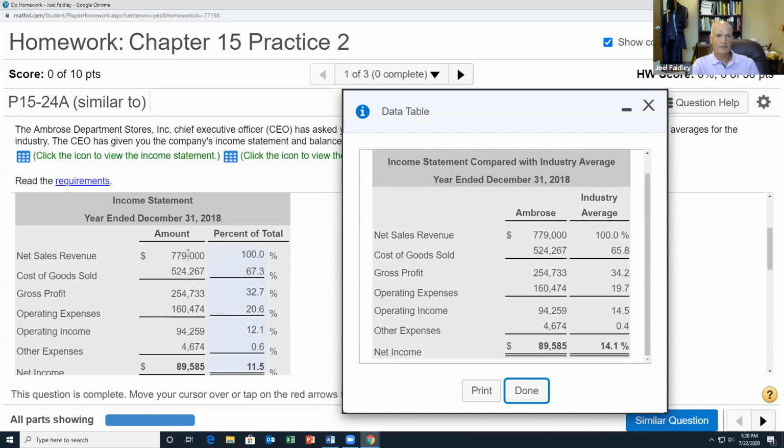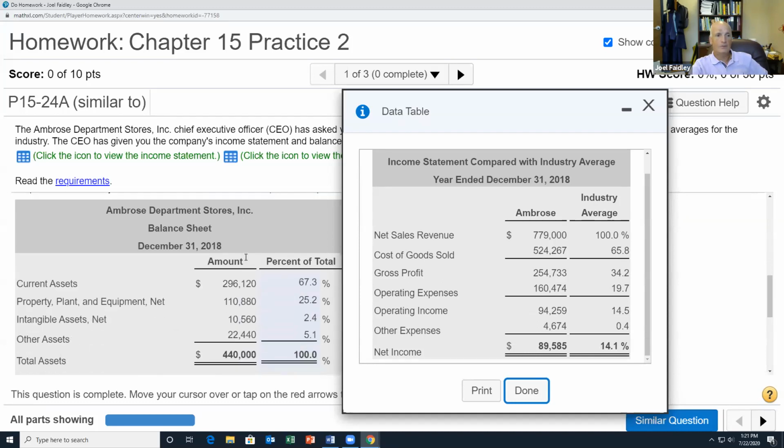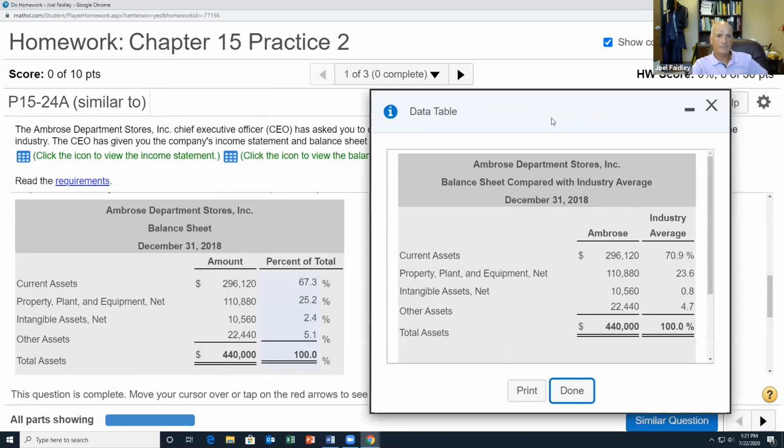But first of all, you just need to do 89,585 divided by 779 is 11.5. 4674 divided by 779,000 is 0.6. And going all the way up to 779 divided by 779 is 1 or 100%. All right, so if you're going to do the balance sheet as well, for assets, everything's in relation to a denominator of total assets.